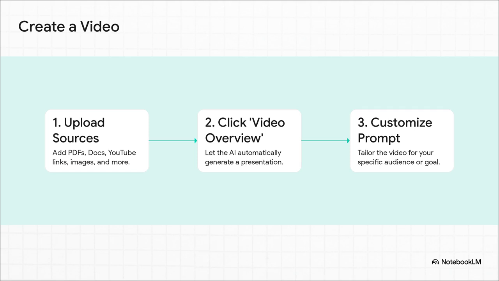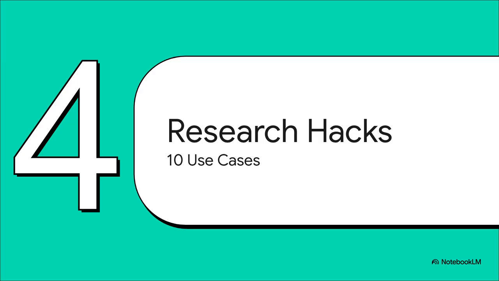First, you just upload your sources. Dump all your PDFs, docs, whatever you have into one place. Second, you just hit the video overview button. The AI gets to work, analyzes everything, and builds the slideshow. And then third, and this is powerful, you can tweak it with a simple prompt. You can tell it, hey, explain this like I'm a beginner, or focus only on the financial data. It's that easy.